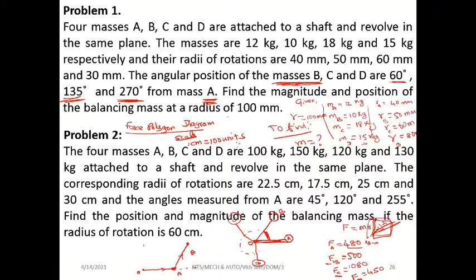Now we have to draw BC, from B to C. The value is 1080, which means we have to draw a 10 centimeter line. What is the angle? This is the angle. I think it is 135.